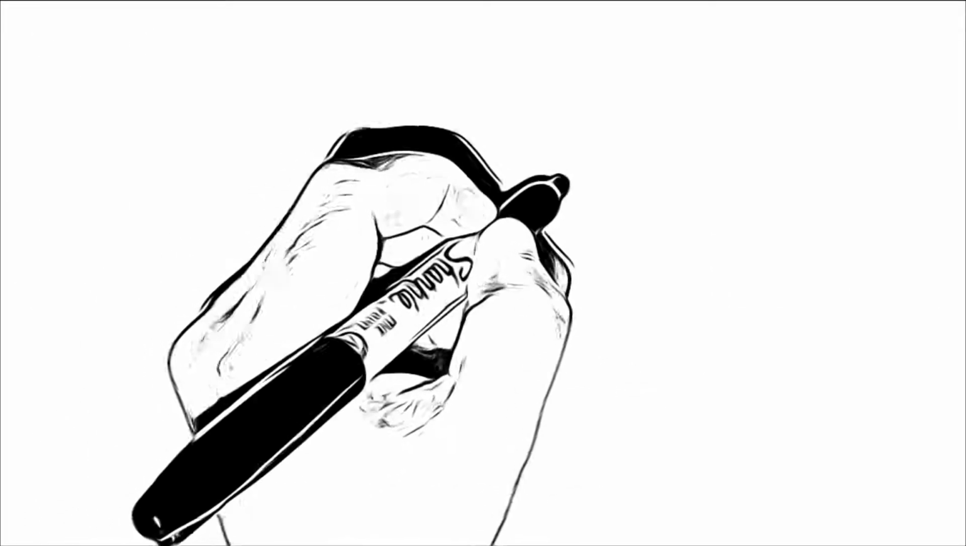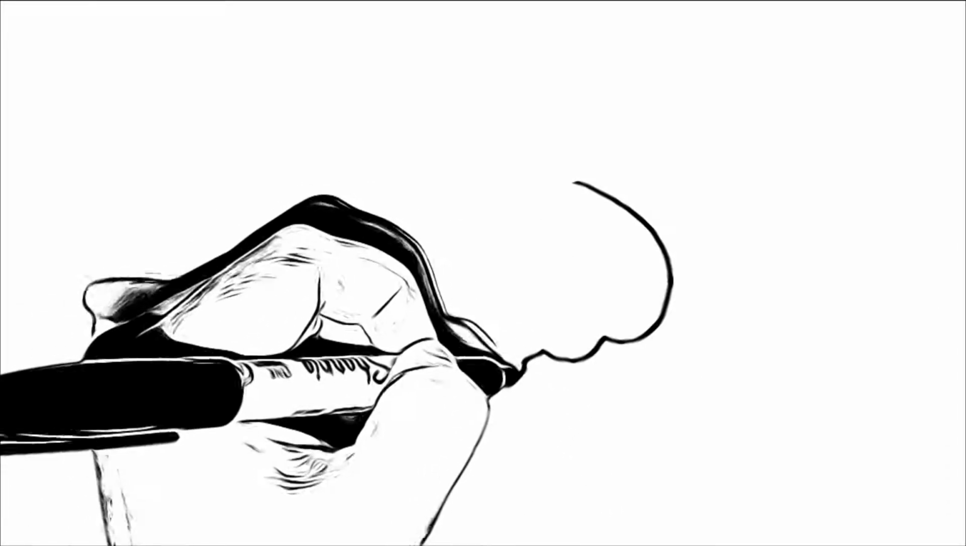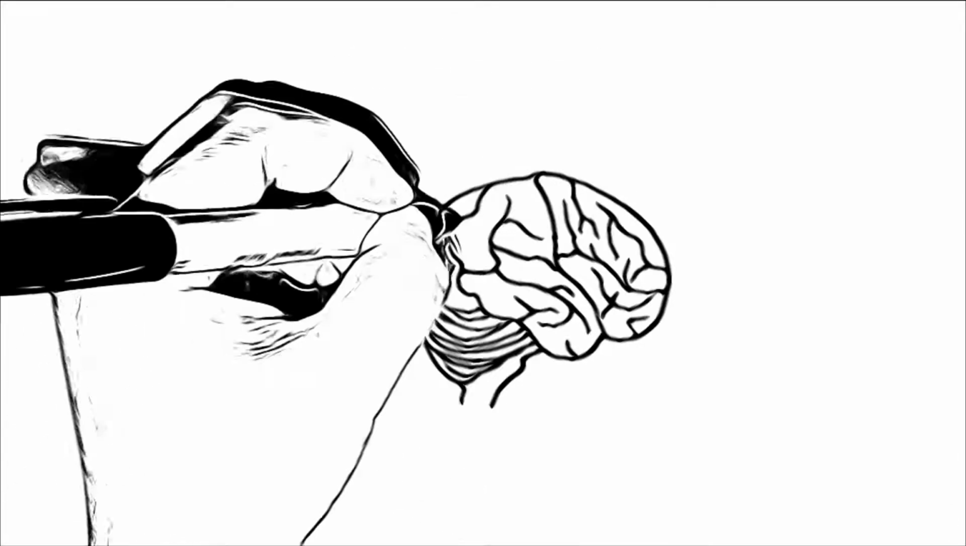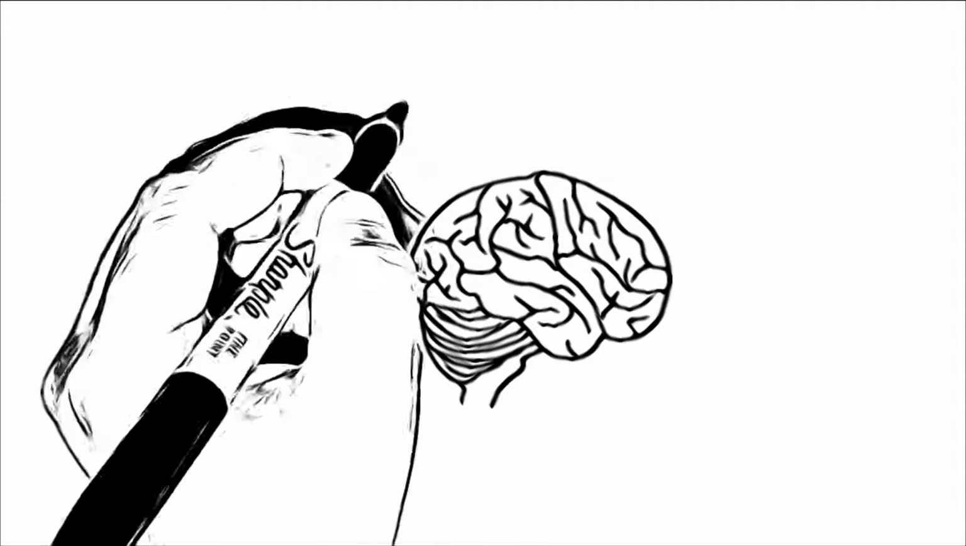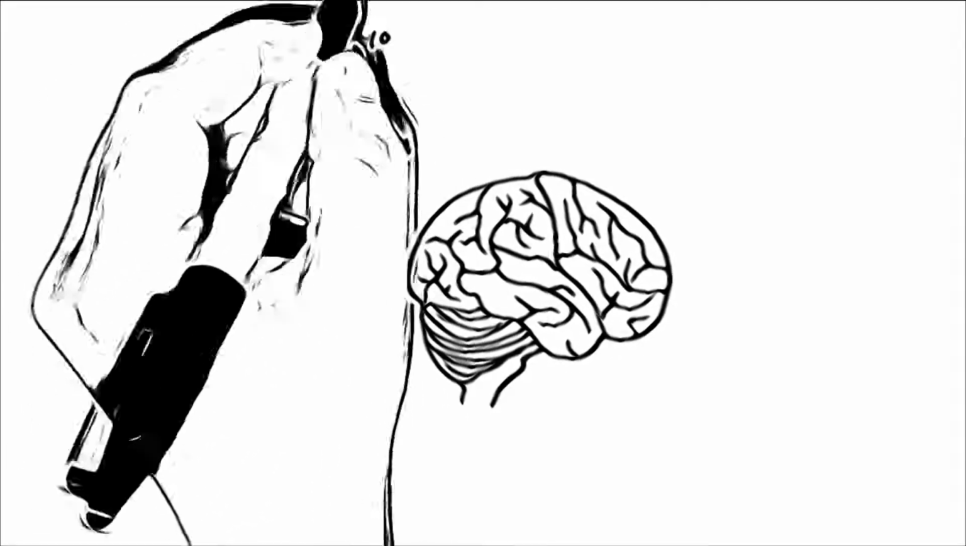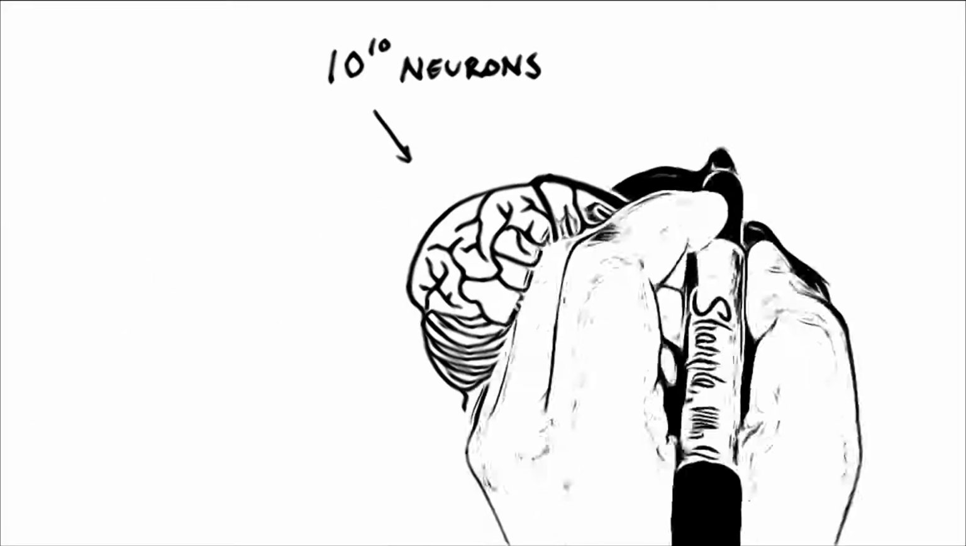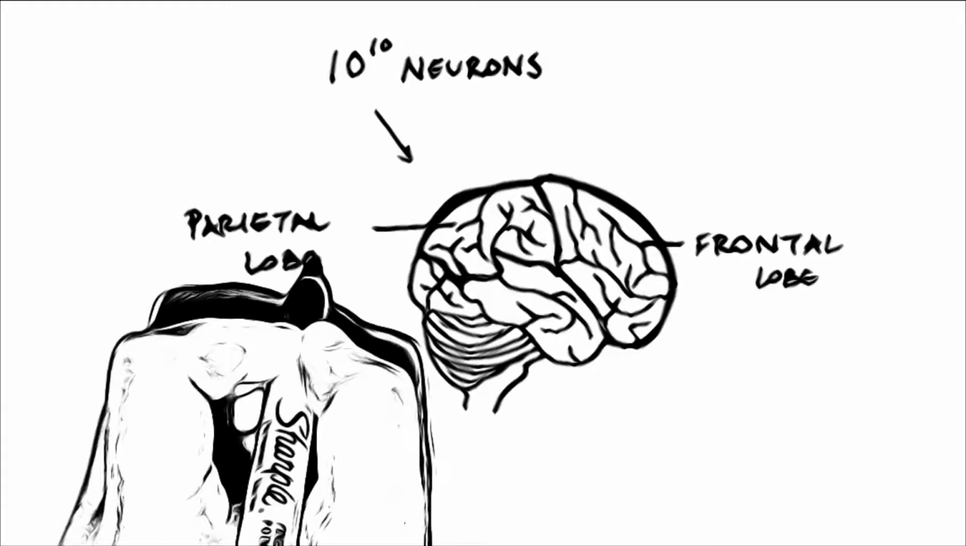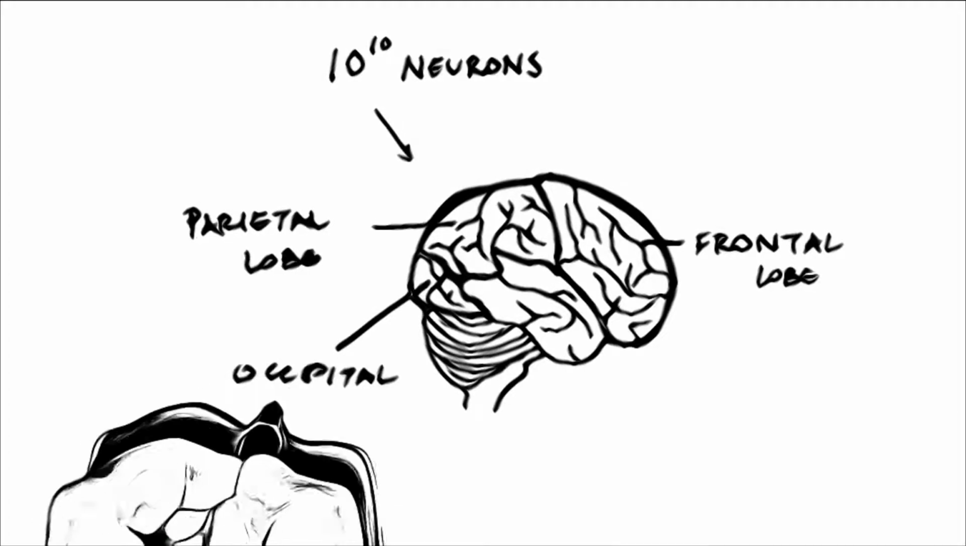Now let's talk about the brain. The brain is the most complex organ in the human body and consists of 10 to the power of 10 neurons, which are used to transmit information to different parts of the brain. The brain is divided into the cerebellum, occipital lobe, parietal lobe, temporal lobe, and frontal lobe.